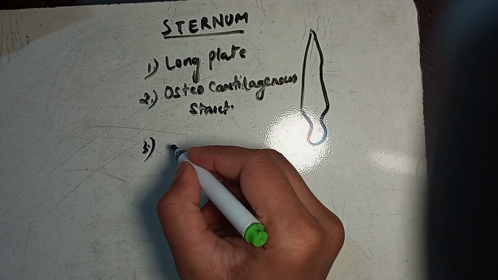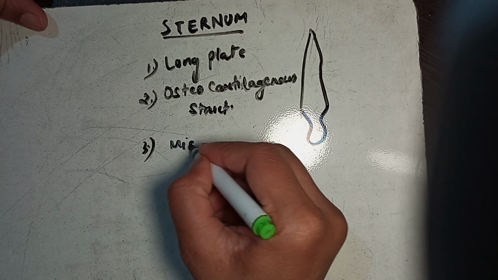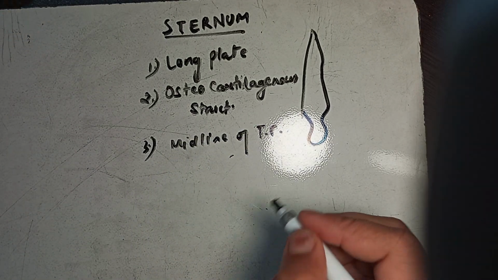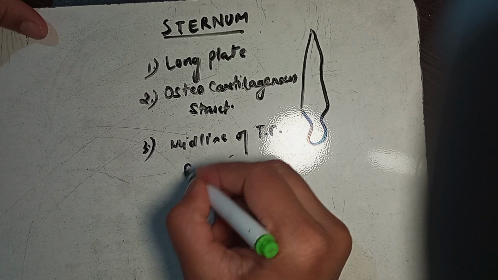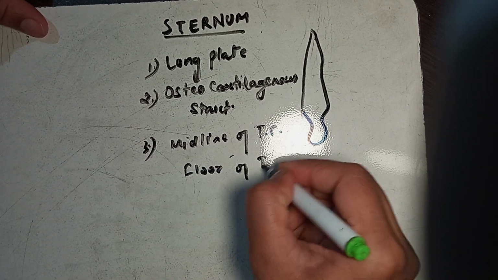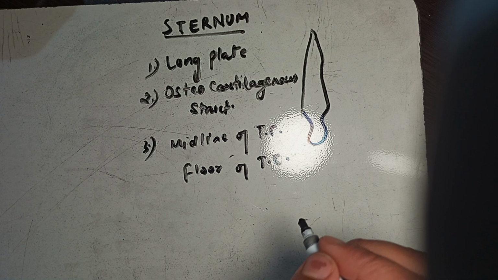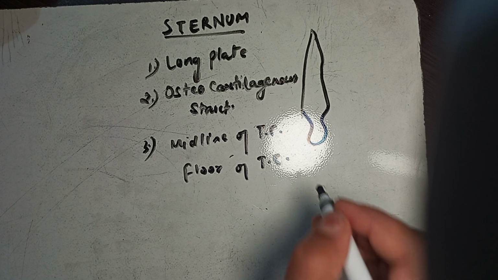Where is it placed? It is placed at the midline of the thoracic cavity. We can also say that it forms the floor of the thoracic cavity. Sternum forms the floor of the thoracic cavity and it is placed at the midline of the thoracic cavity.